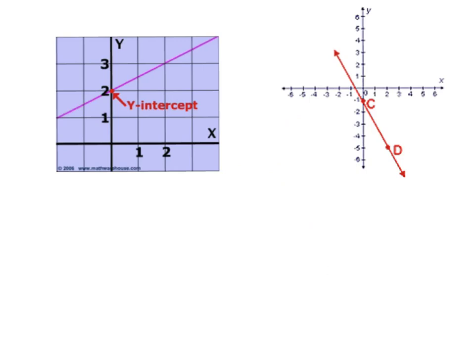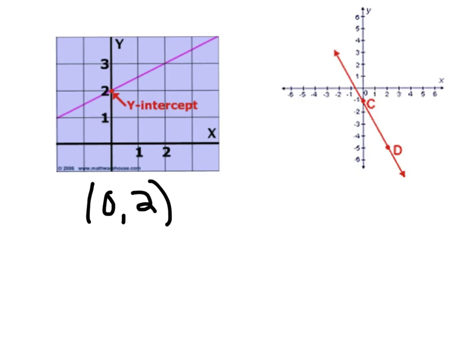Here are two graphs that we can look at as an example. You can see the graph on the left. There is a red arrow pointing to where the purple line is crossing the y-axis. The purple line is crossing at the point 0, 2.